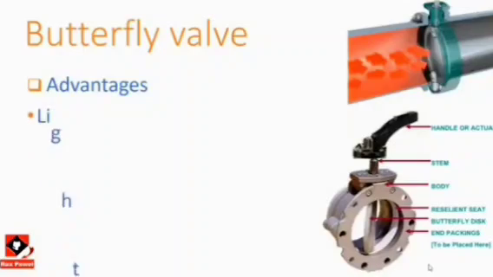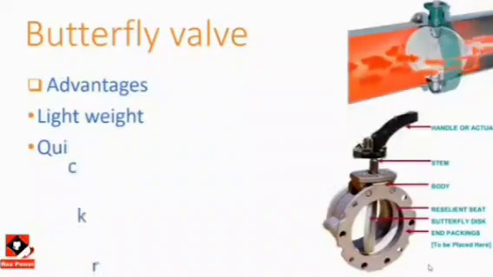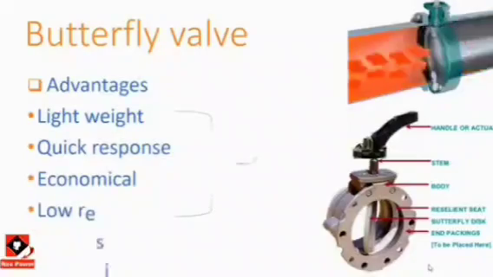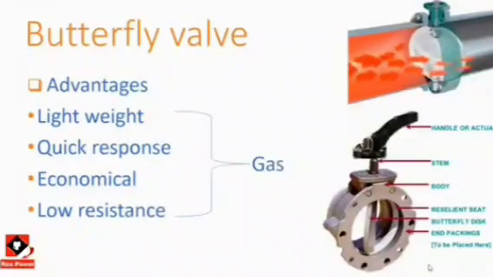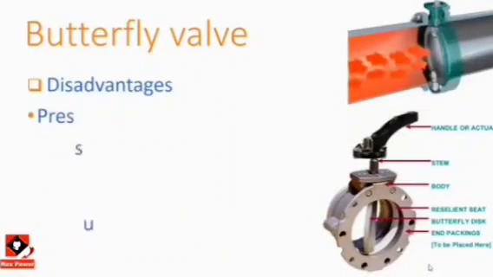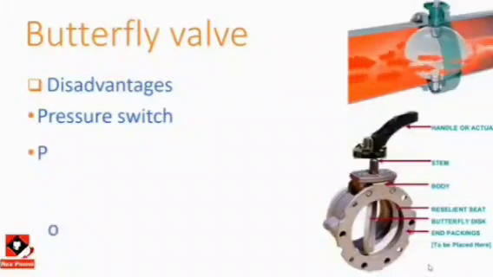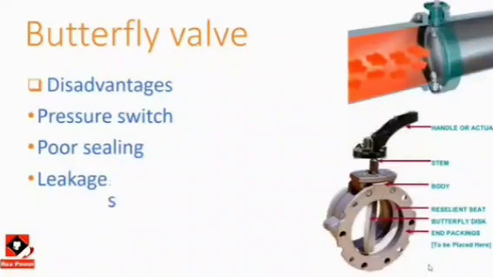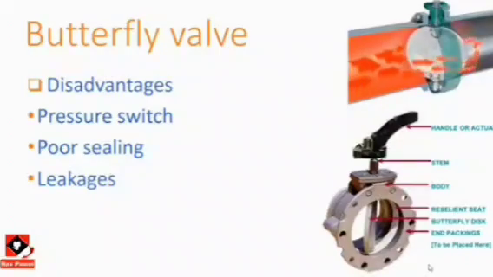Advantages. It is commonly used for controlling purposes, and it is light weight with a quick response time, economical, and also provides low resistance to the flow. Disadvantages. Butterfly valve always leads to a pressure drop because the disc always exists in the flow path. And the valve does not provide a good seal to the flow, therefore leakages may occur.